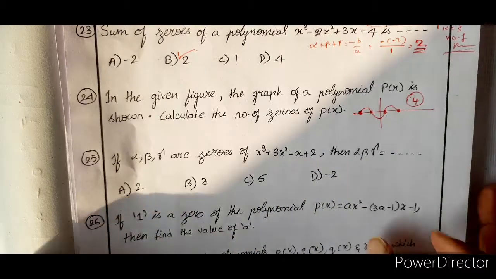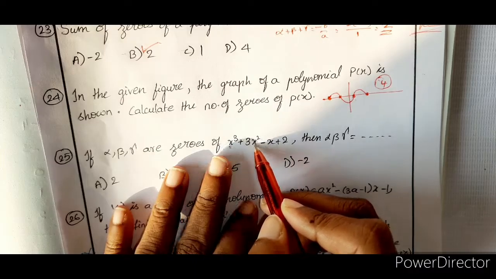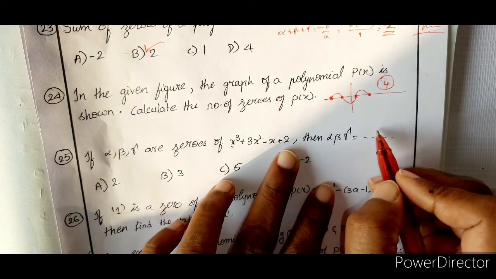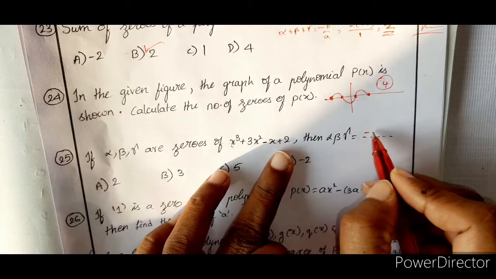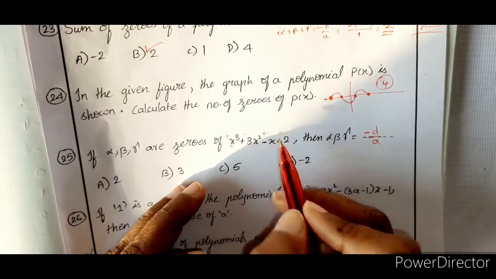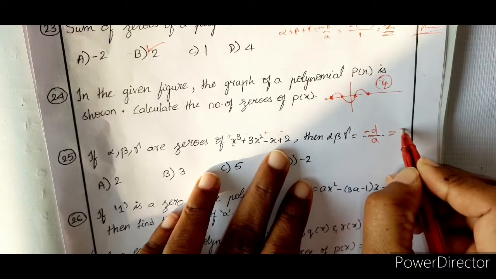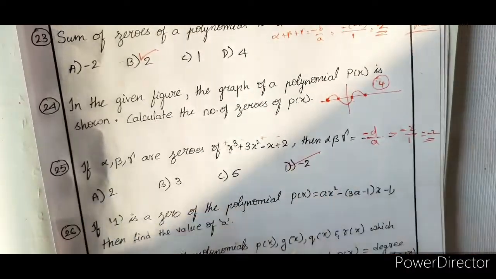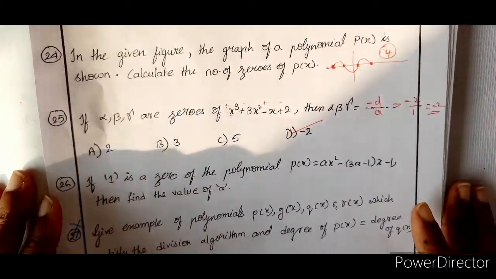Alright. So now alpha, beta, gamma are zeros of this polynomial. Then alpha into beta into gamma. See, this is a cubic polynomial and alpha beta gamma is always, see, this is a, b, c, d, minus d by a, with alternate signs plus, minus, plus, minus. So minus d by a, that is equal to minus 2 by 1, which is equal to minus 2. So alpha into beta into gamma is equal to minus 2.